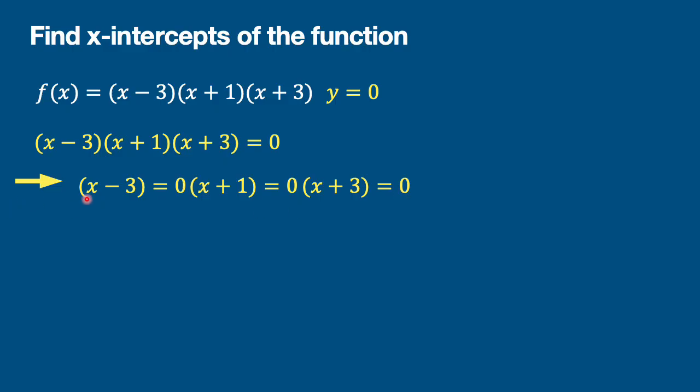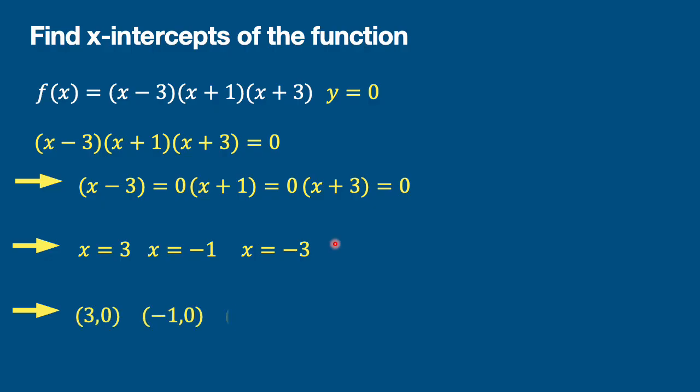x minus 3 equals 0 means x equals 3. x plus 1 equals 0 means x equals negative 1. x plus 3 equals 0 means x equals negative 3. So you have here x equals 3, x equals negative 1, x equals negative 3. What you have here, guys, are the x-intercepts: (3, 0), (negative 1, 0), (negative 3, 0). That's what you have. Do you understand that?